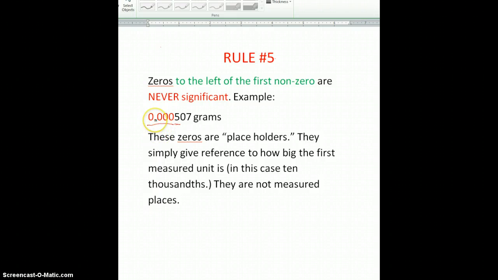They tell us where the decimal belongs and that we began measuring with not the tenths or hundredths or thousandths, but we began measuring 10,000ths, then measured the hundred thousandths and estimated the millionths. And so these are placeholders, as we like to call them, for the decimal place, and these zeros preceding the first non-zero are never significant.